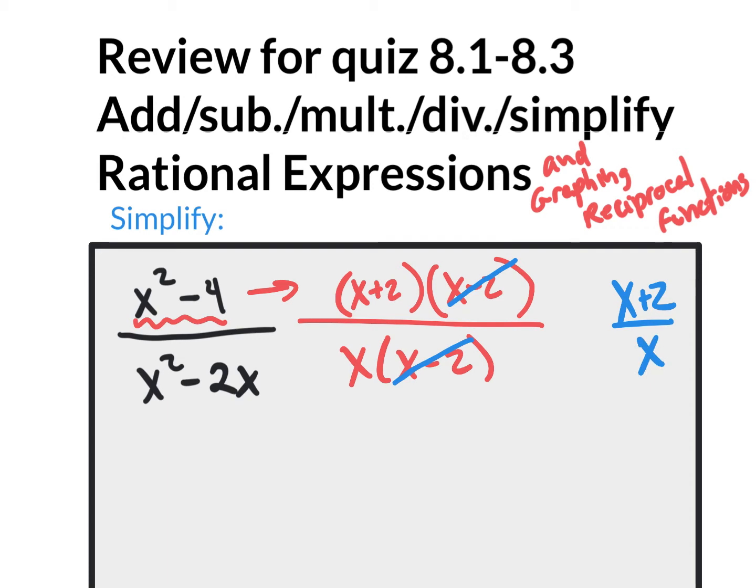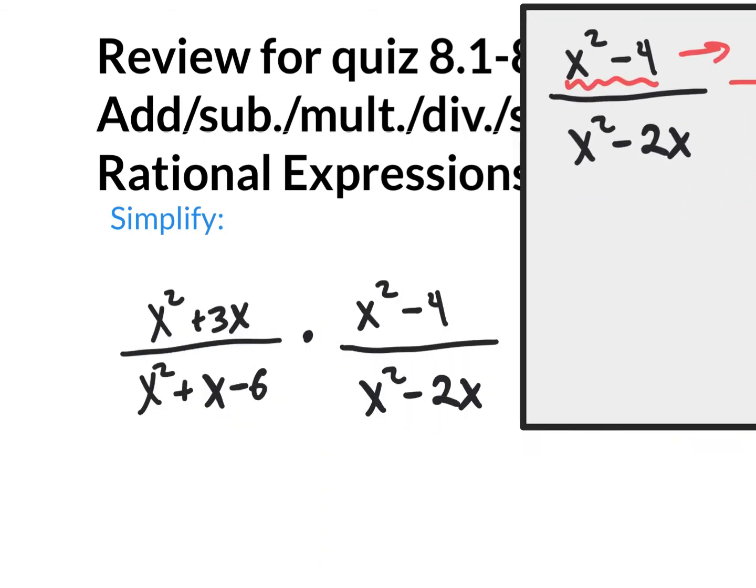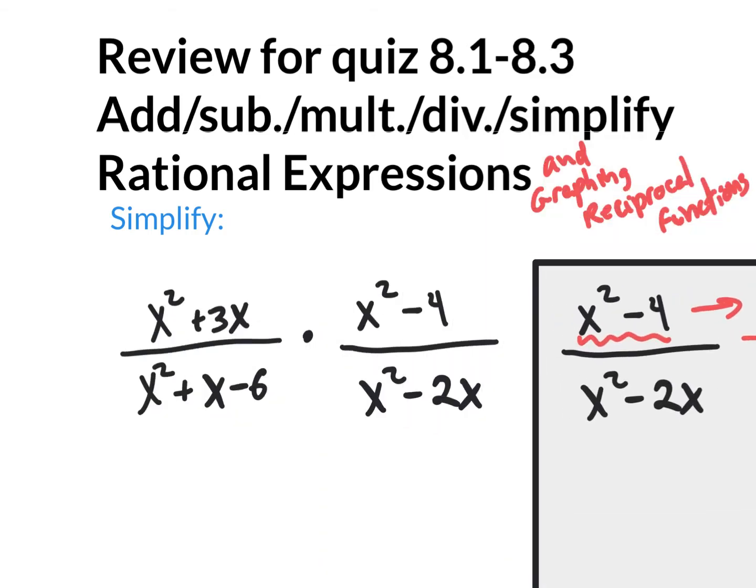Now, of course, when I make multiple choice answers, I may give you the answer 2. That's a distractor because some people are going to think, oh, I have an x up on top, an x on the bottom, I could cancel those out. No, you can't. Why not? Because there's a plus 2 up there. The only way you could cancel is to have pure multiplication, which is the reason why we start factoring in the first place, to get that multiplication to be able to cancel. So that's simplifying.